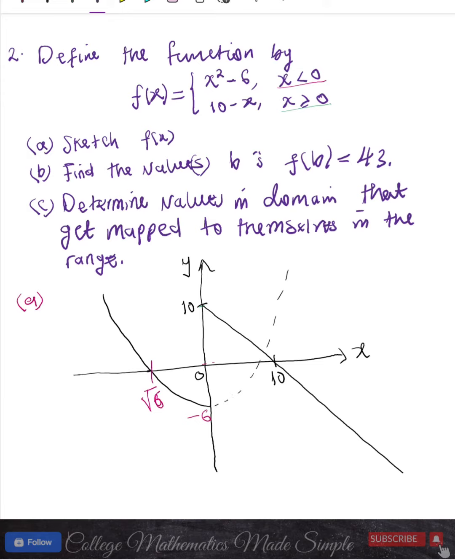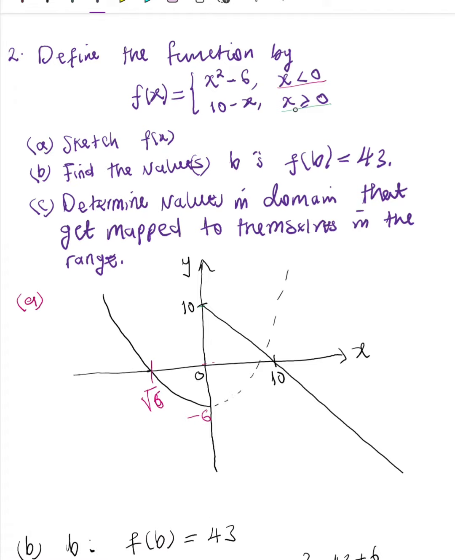Let us define a piecewise function by f of x is equal to x squared minus 6 for x less than 0, and 10 minus x for x greater than or equal to 0. So first of all, we sketch the graph of x squared minus 6 by finding the x-intercept.